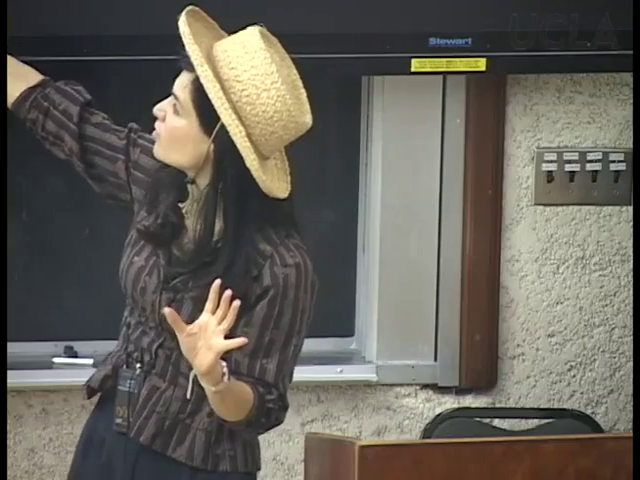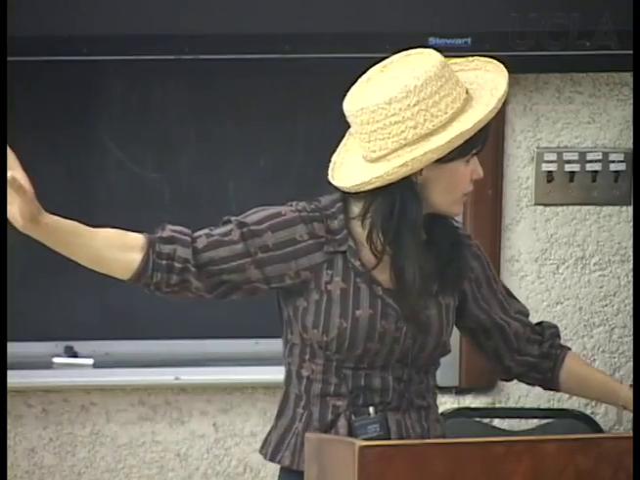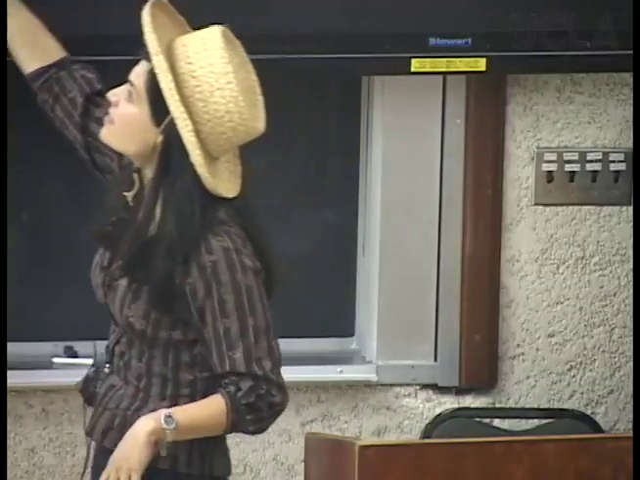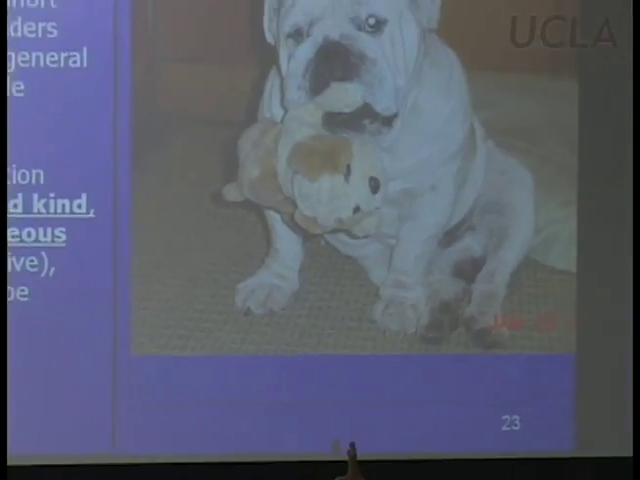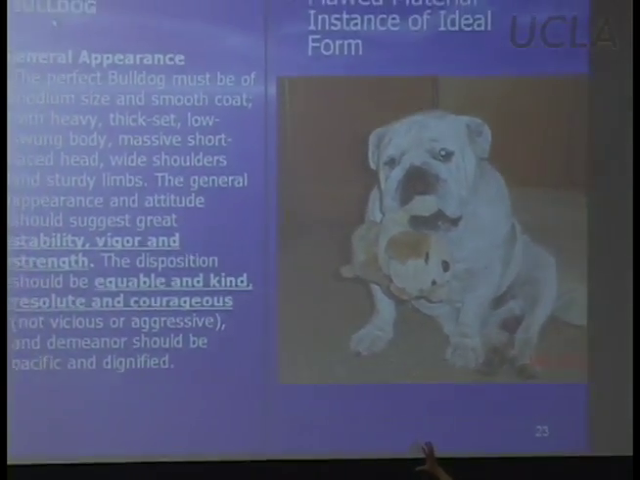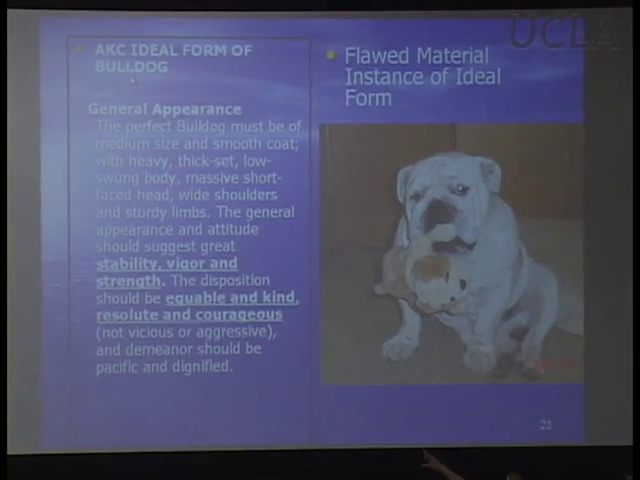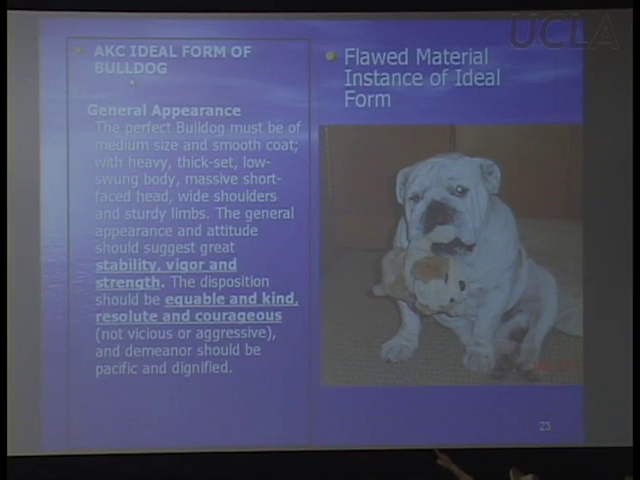So if we're looking at this dog right here, look at what I'm going to finish this, just take 2 seconds. The AKC says, the general appearance of a bulldog, medium size, smooth coat, that's all very nice, massive shoulders, and he should have stability and vigor, but also look, he should have quality, he should be equable, kind, resolute, and courageous. So those are abstract qualities.